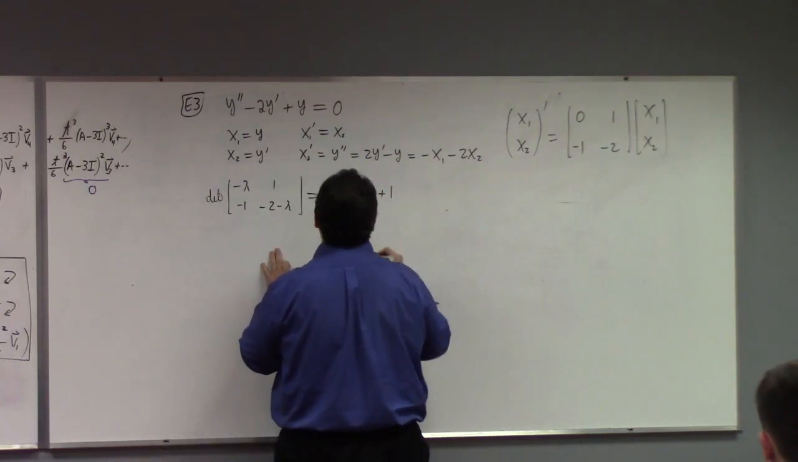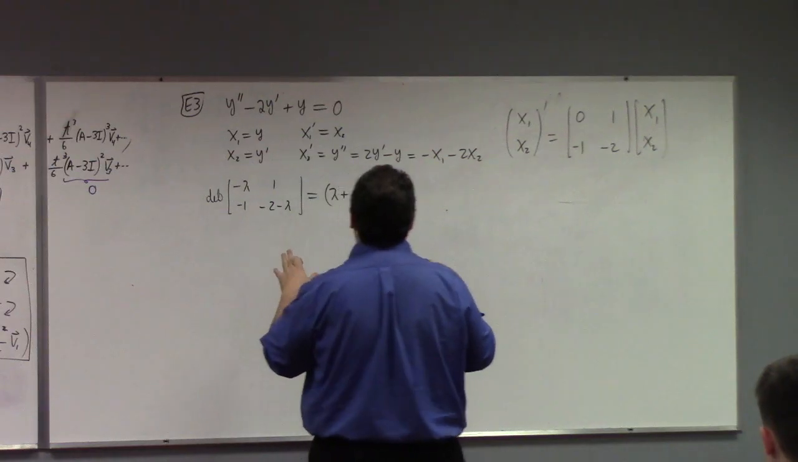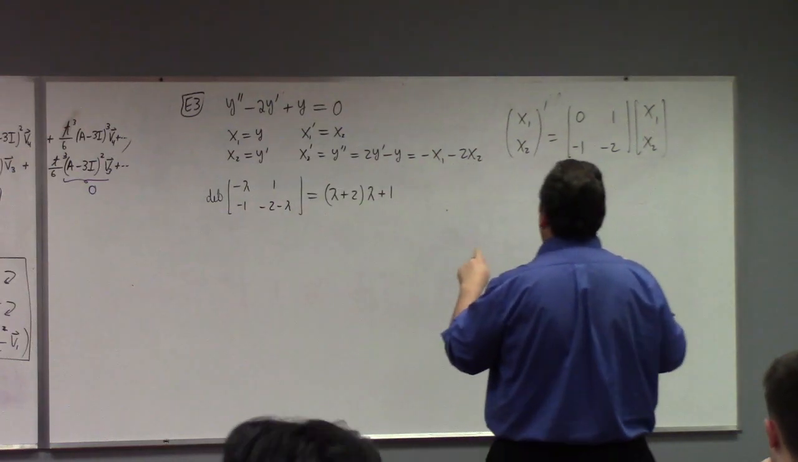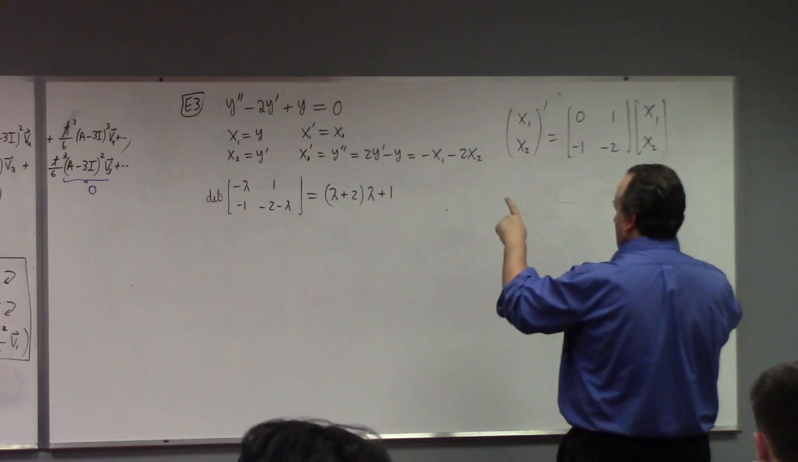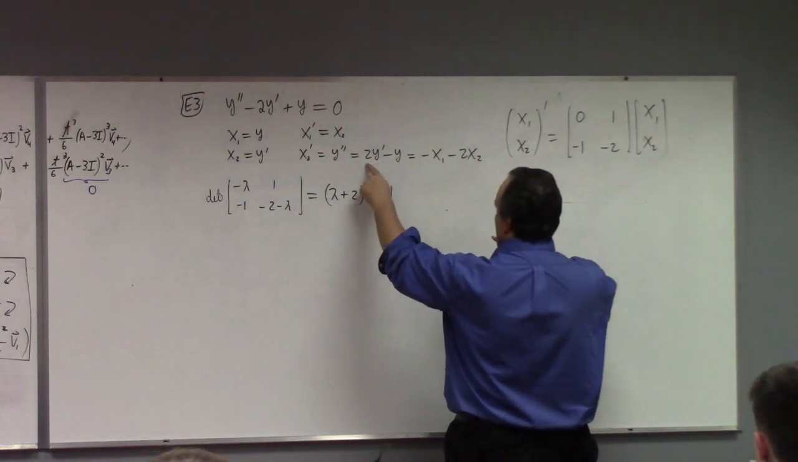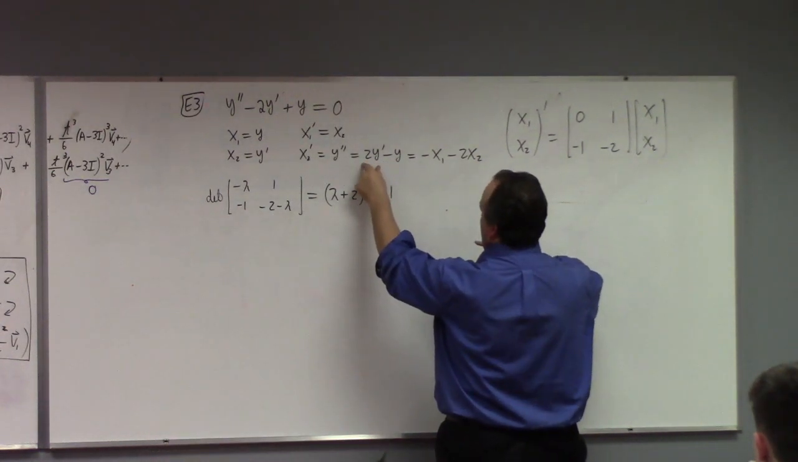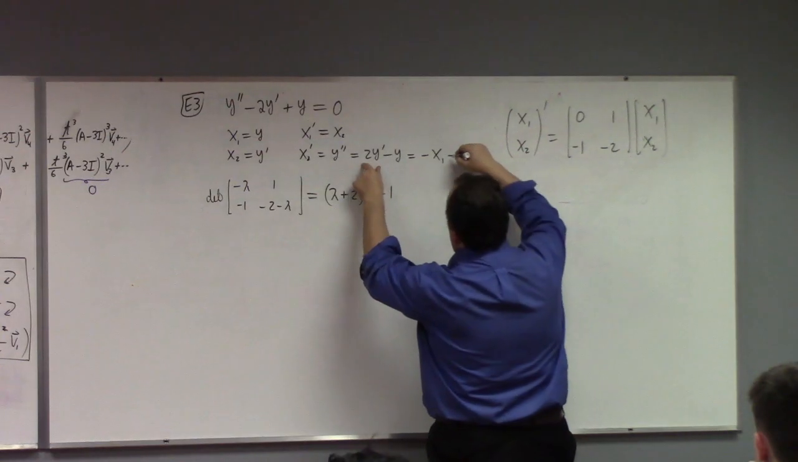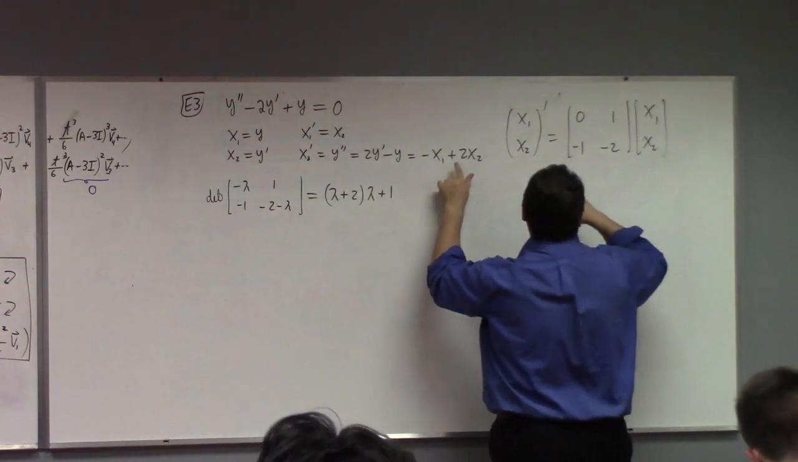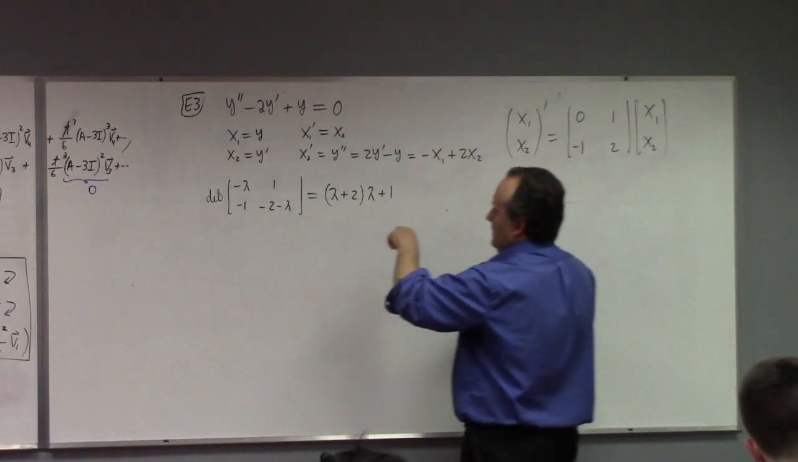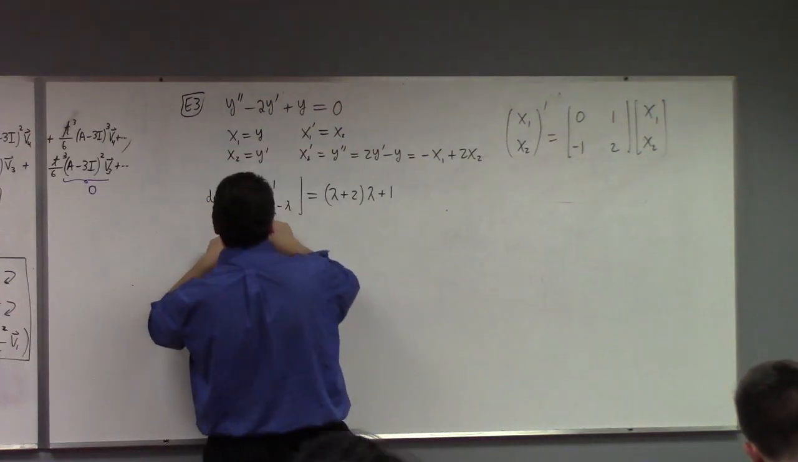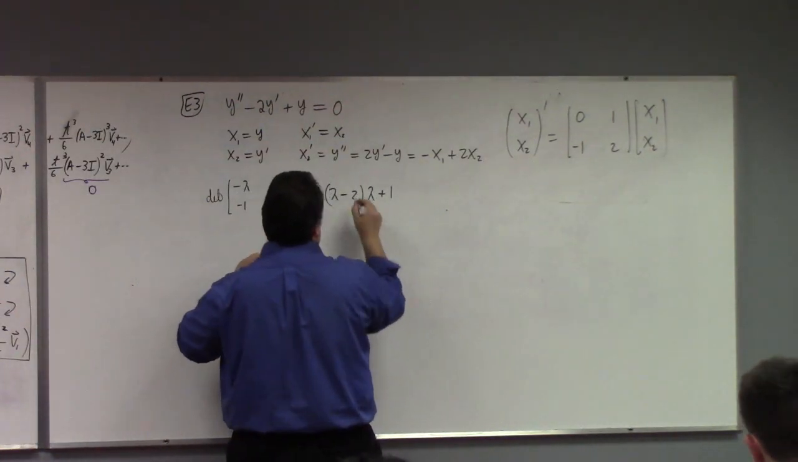Oopsie. I did something wrong. You guys got to stop me. Where's my mistake? Minus, plus 2y prime, right? So this was not a minus 2, this was a plus 2 right here. This is a plus 2. And as such, this is a 2 minus lambda, which makes this a lambda minus 2.